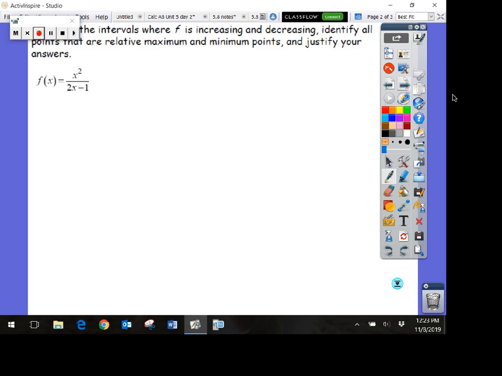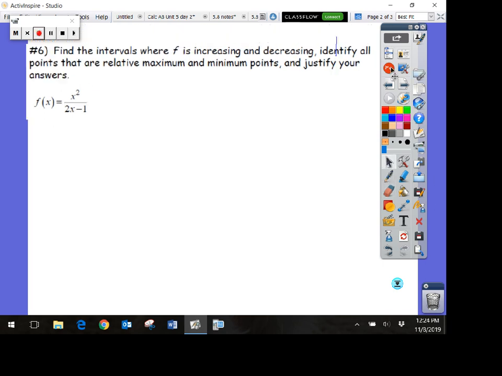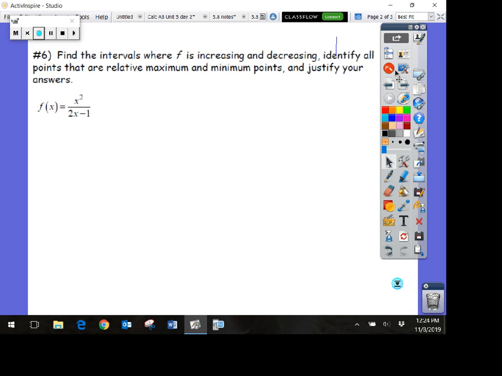All right, so this first example, we want to know where f is increasing and decreasing. Where f is increasing, it's going to be where f prime is greater than 0. Where f is decreasing, that's going to be where f prime is less than 0. So we have to find where it is 0, and then we can figure out where it's positive and negative.